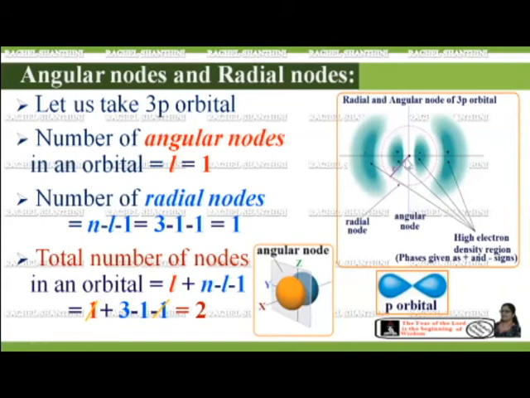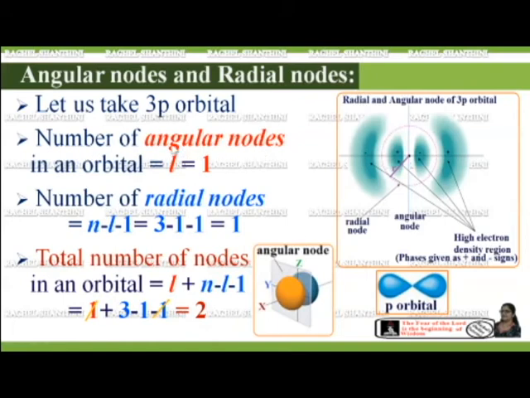There is a plane which passes through the nucleus where the probability of finding the electron is 0, and this plane is called the angular node. So this 3p orbital has one radial node and one angular node. Let us verify this by applying the formula also.